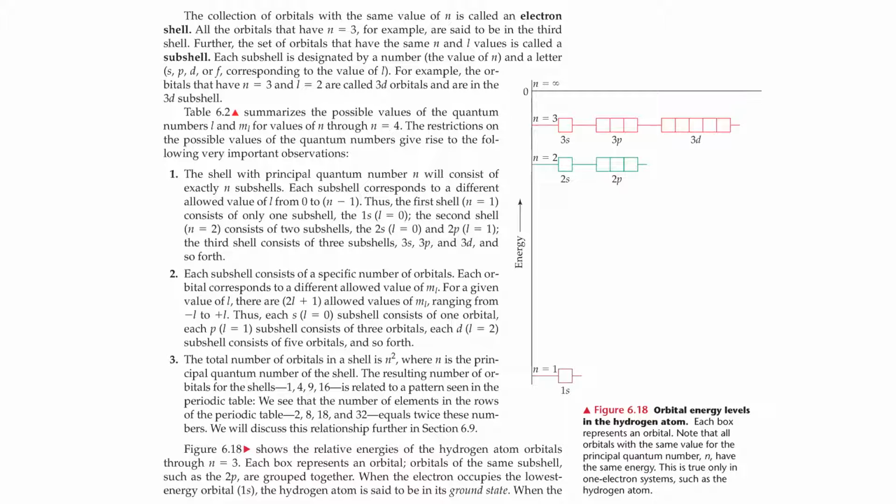Figure 6.18 shows the relative energies of the hydrogen atom orbitals through n equals 3. Each box represents an orbital. Orbitals of the same subshell, such as the 2p, are grouped together. When the electron occupies the lowest energy level, 1s, the hydrogen atom is said to be in the ground state.